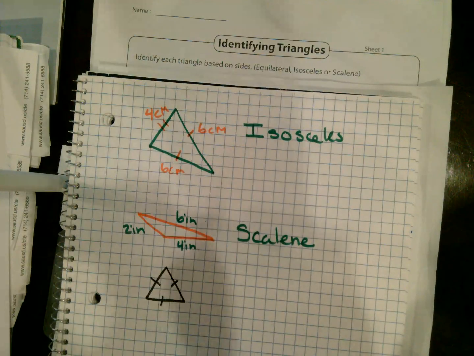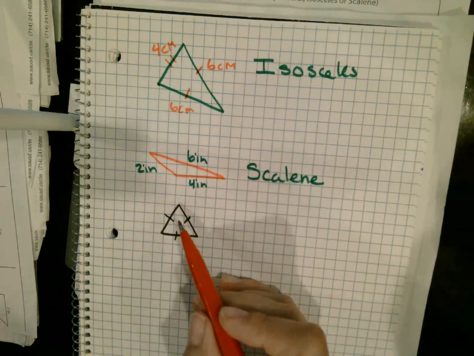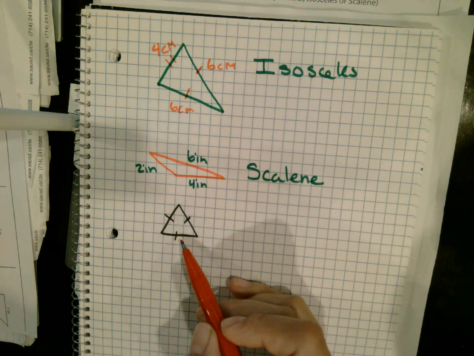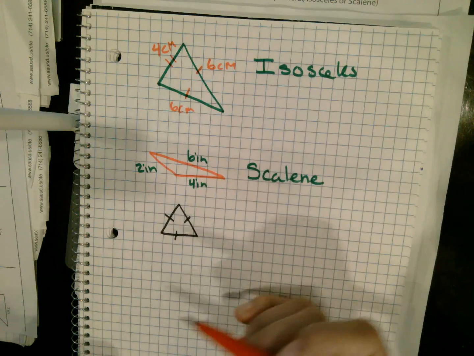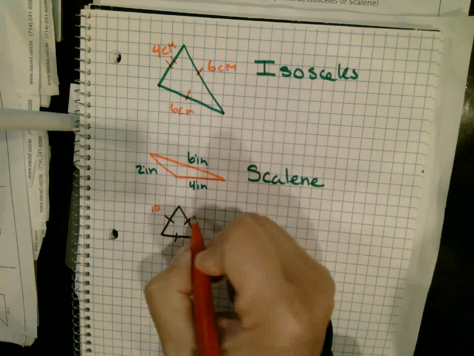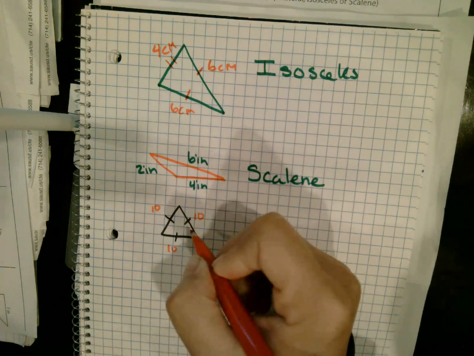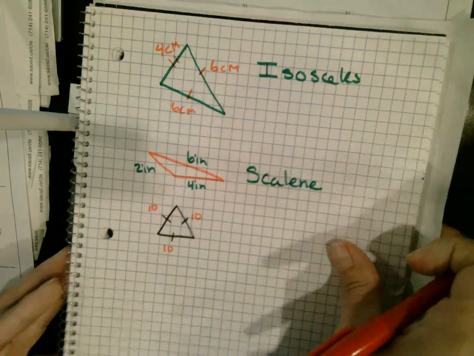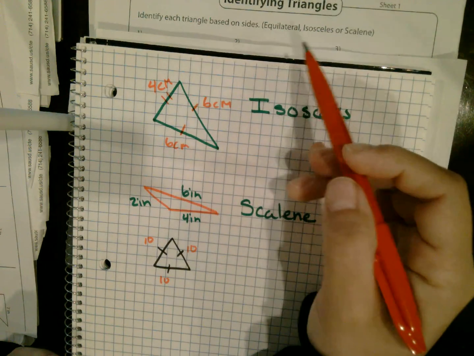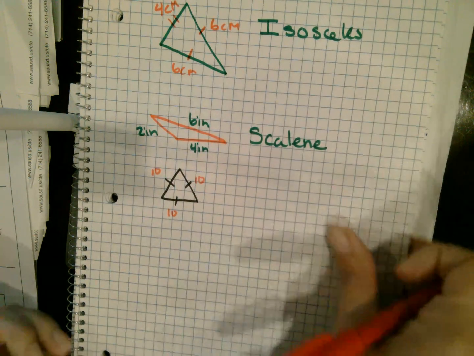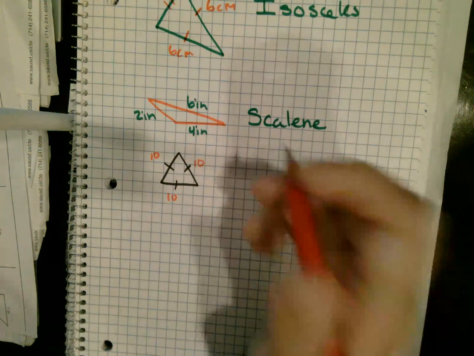All right, this one has no numbers on it, but it has the same amount of ticks on each side. This one has one tick, this one has one tick, this one has one tick. If they have the same amount of ticks, it's like they have the same measurement. For example, if this was 10, 10, 10, they're all the same. So what do we call a triangle that has all equal sides? Again, here are your options. Equilateral, isosceles, scalene. What would you call it? That's right, equilateral.